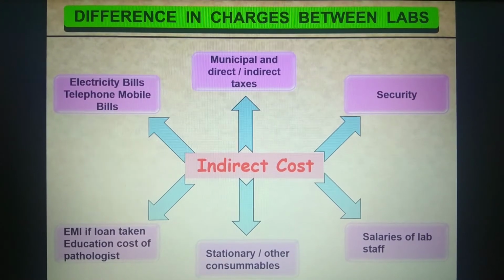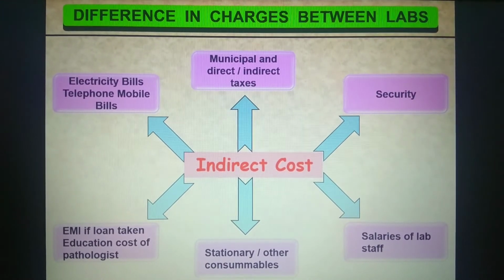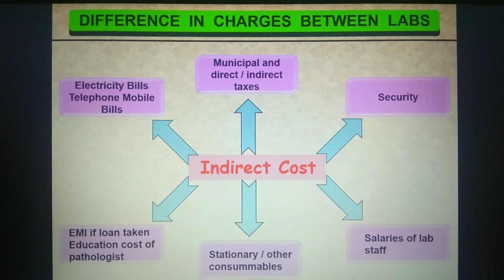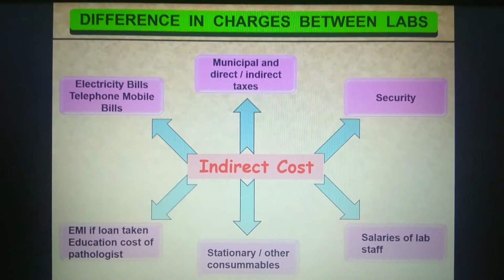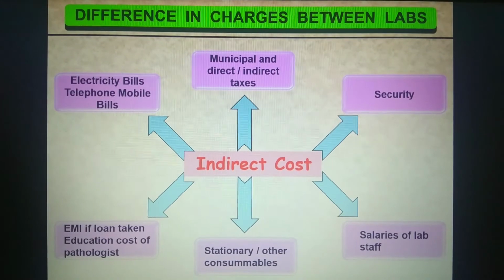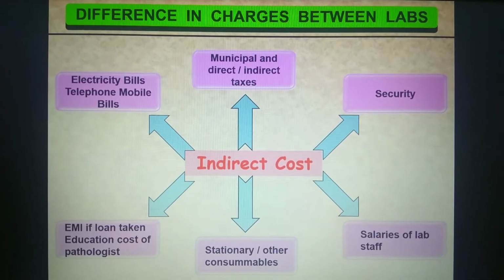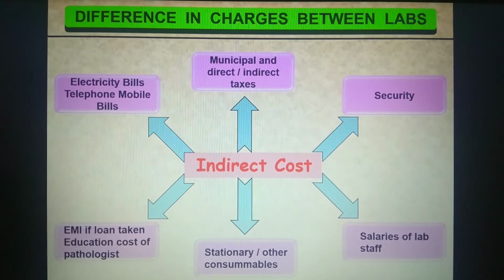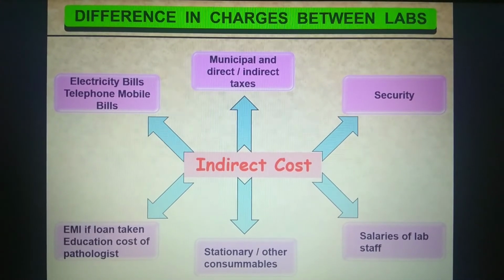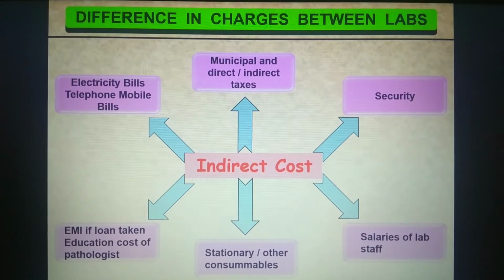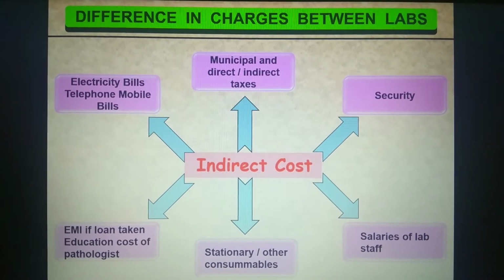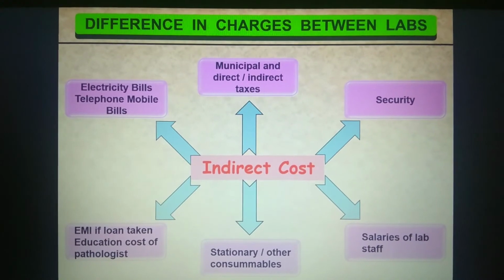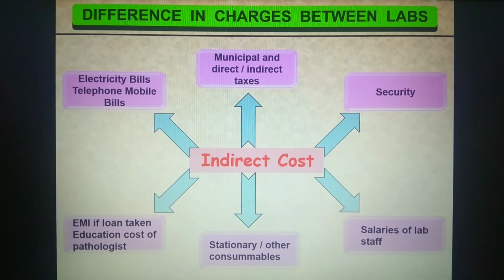then the education cost of the pathologist. For example, the education cost will be almost negligible for a free seat in a government college, whereas the education cost may run into crores of rupees if the pathologist has had to take education from private medical college. Okay. Then there are other factors such as the charges levied to the lab for biomedical waste disposal, which is again quite a costly affair. So all this adds up to the indirect cost.